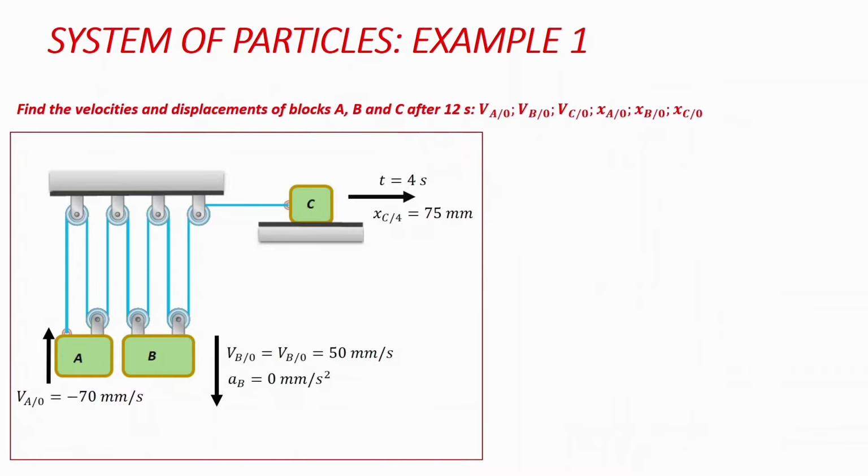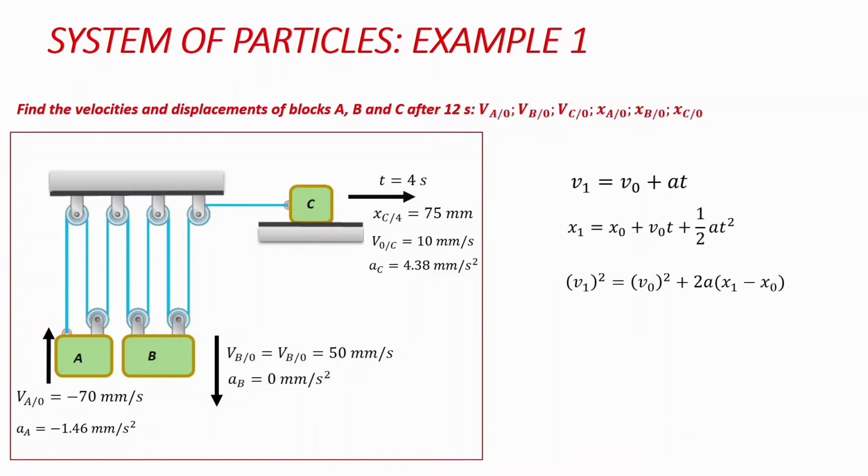So we move onward to the next question that requires us to determine the velocities and displacements of blocks A, B, and C. Now, to determine this velocity, we first need to input all the variables that we've estimated. For block C, we've estimated the velocity to be 10 millimeter per second and the acceleration to be 4.38 millimeter per second squared. We have also estimated the acceleration of block A to be minus 1.46 millimeter per second squared. So we bring forth our equations. We have 6 basic equations that are useful for this particular problem.